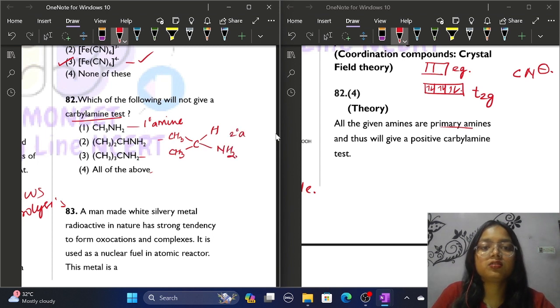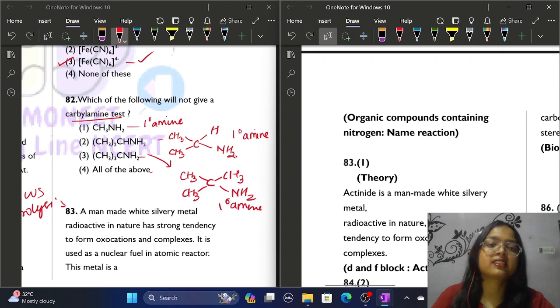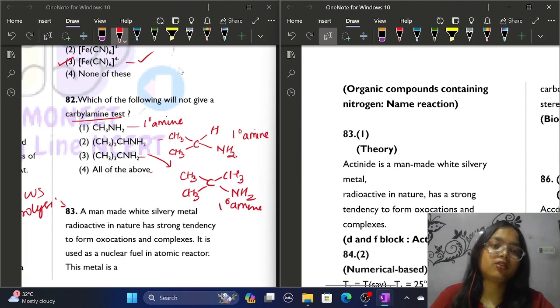So this is the 2, sorry. See, I am also confused here, okay? So just don't make this mistake. This is also a primary amine. And here it is also a primary amine. So all of the given options are primary amines, and thus will give a positive carbylamine test. Okay, so only primary amines will give a positive carbylamine test. So what will be the correct option? Option 4 is the correct option, all of these.